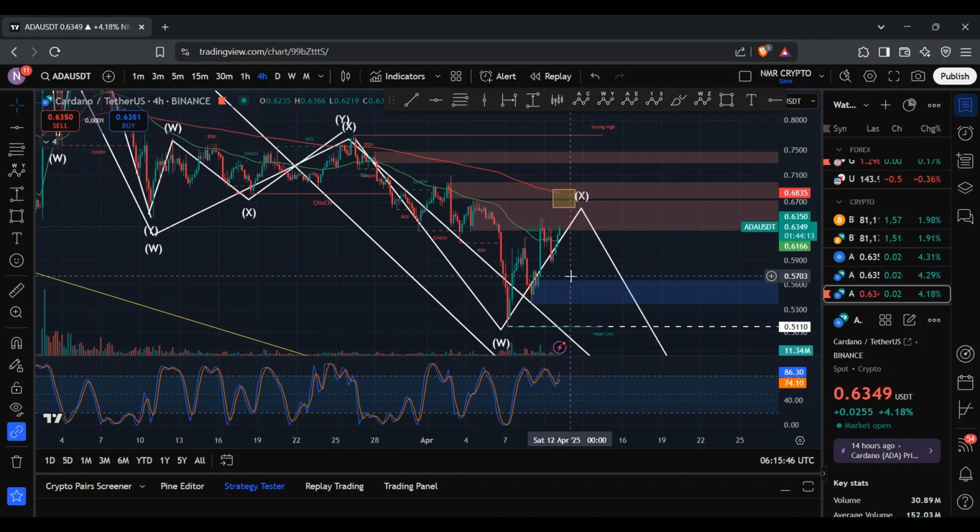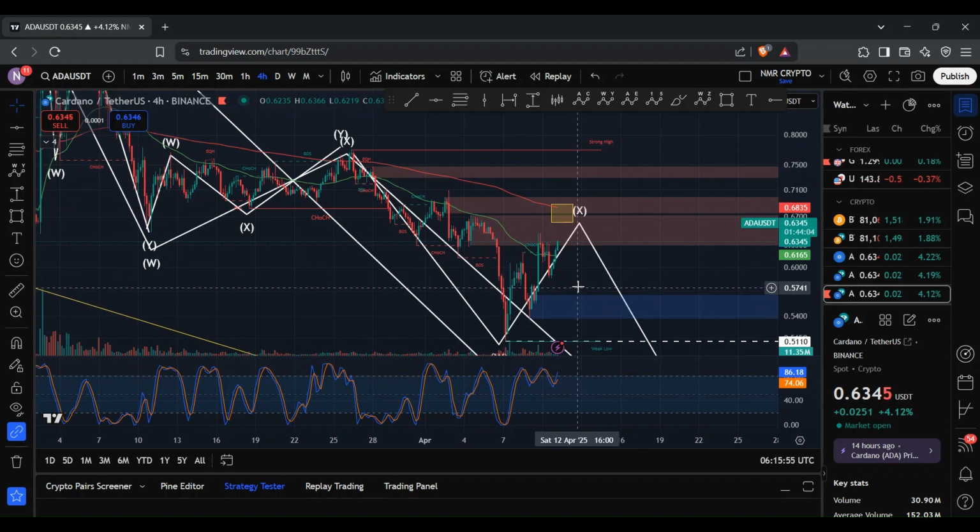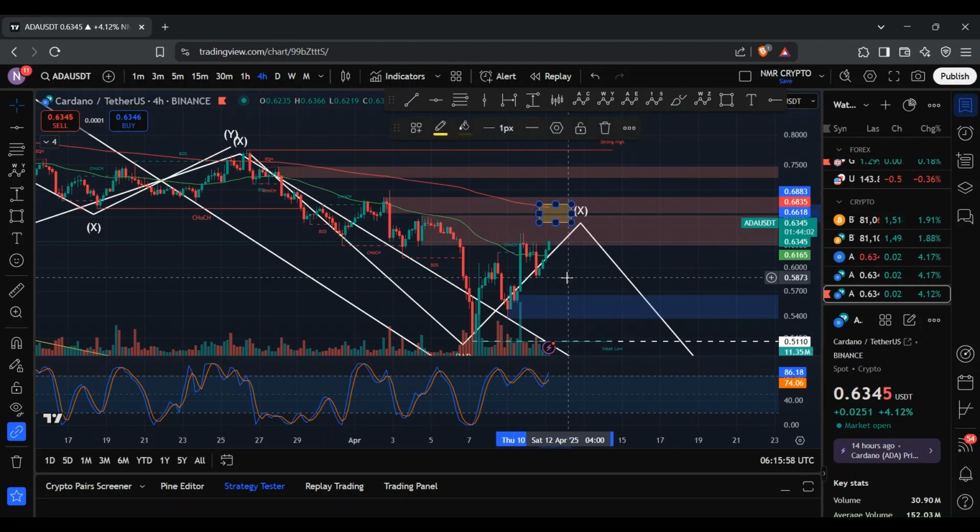Now, of course, the stochastic RSI doesn't reflect the price action, and all it does is give you an indication on the momentum. So right now, it's indicating that the bulls are losing that momentum. But even so, we can still potentially reach this region here.